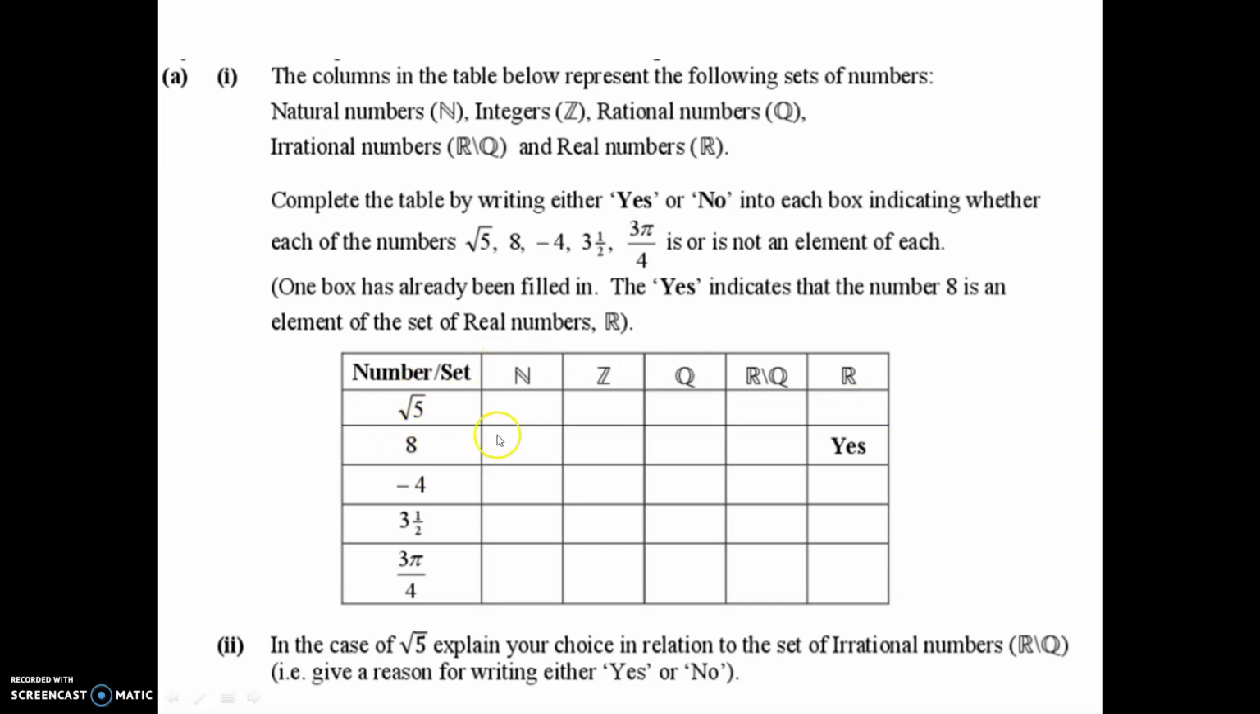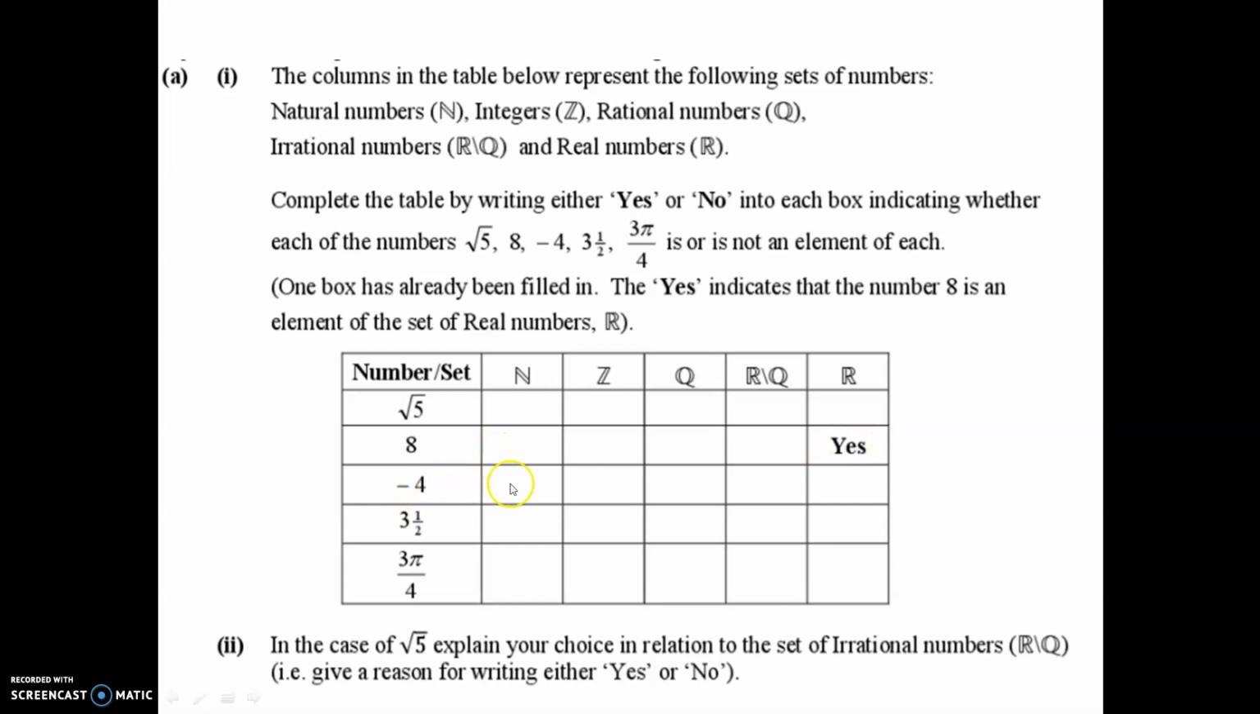Positive 8, that's a natural number. It's a positive whole number, so yes to this. It means it's also an integer, so yes to this. I could write it as 8 over 1, so it is a rational number, so it will be yes to this. Is it irrational? No. So you cannot be rational and irrational. If you say yes for one of these, it should be no in the other box. So yes here, no here. It is still a real number, so yes over here.